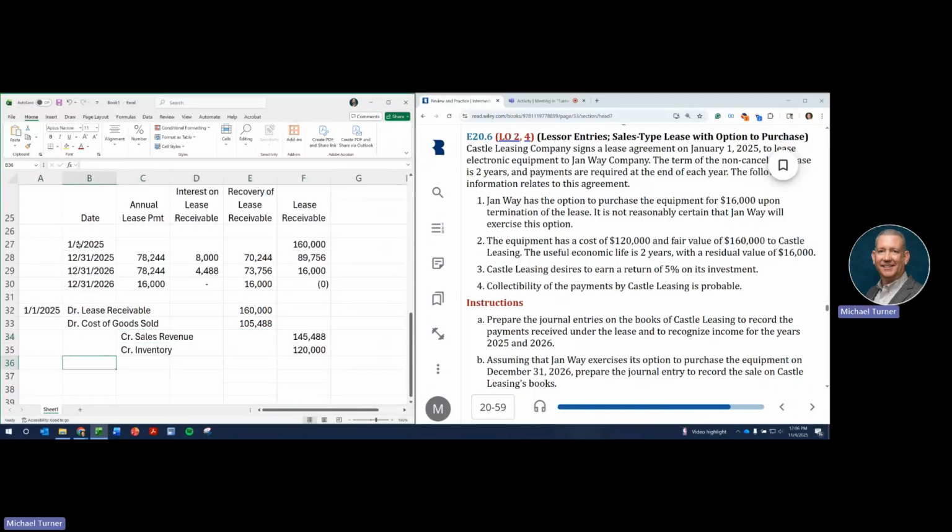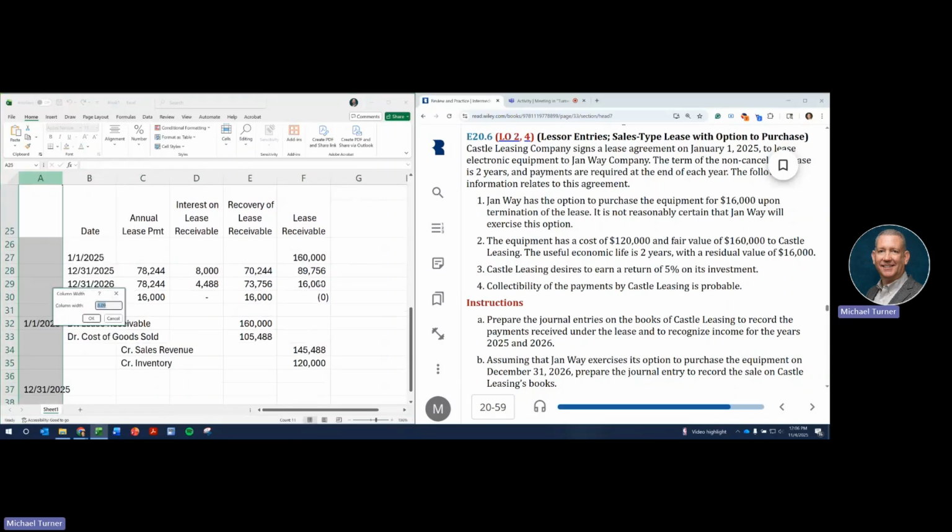And that does match this. January 1st is matching to this line for the lease receivable of $160,000. This matches this. Okay, so that's the date the lease is initiated. And then on December 31st, 2025, we receive our first payment.